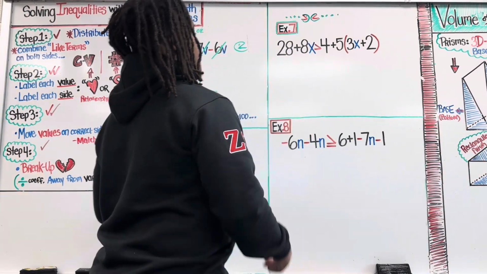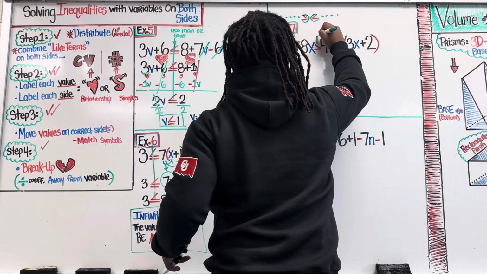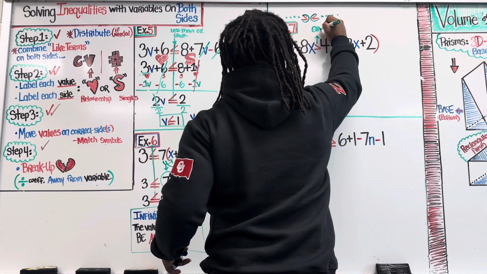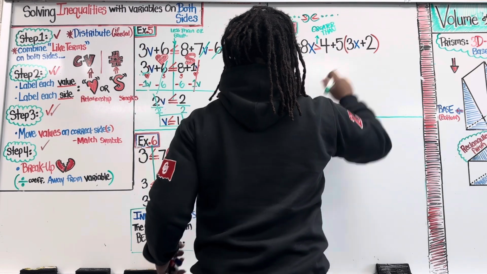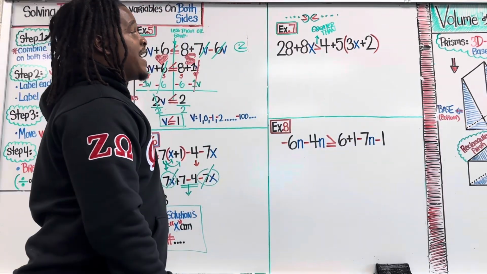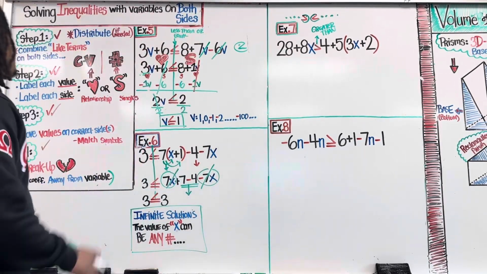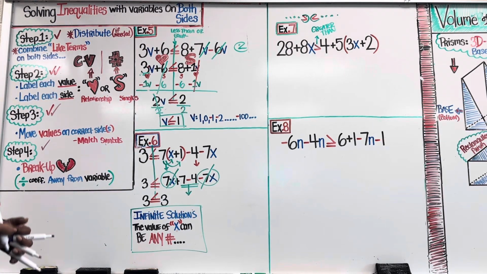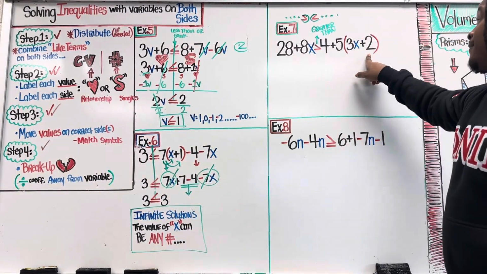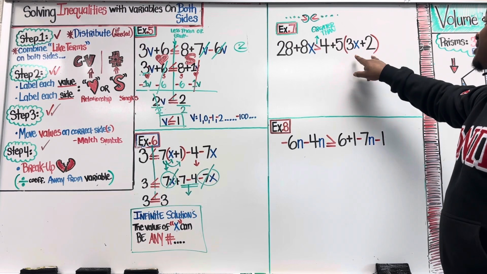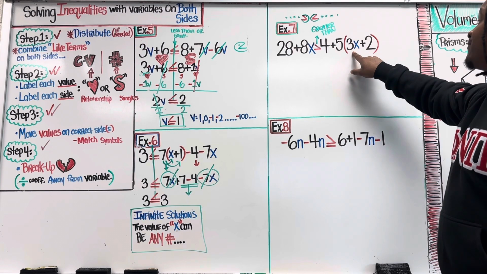So it says 28 plus 8x is greater than the opposite side, which is 4 plus 5 times the parentheses 3x plus 2. Before we start the usual first step, combining like terms, I see that I need to distribute here. The 5 on the outside of the parentheses lets me know that I have 5 of these 3x plus 2.